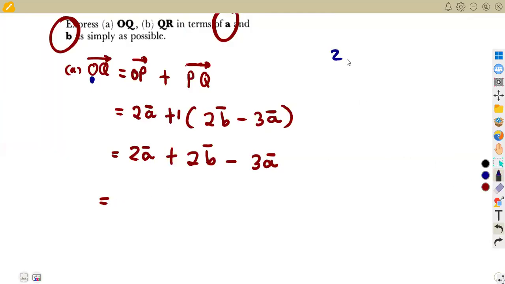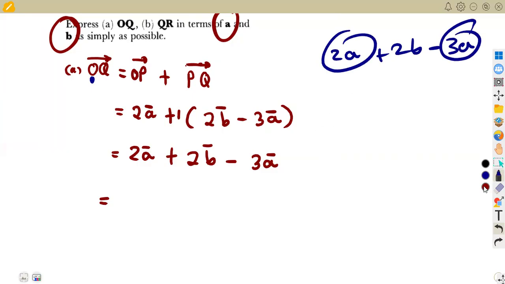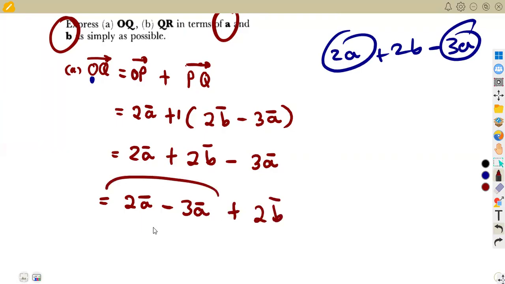We are now collecting the like terms, just like algebra. If we are given 2A plus 2B minus 3A in algebra, we collect our like terms. So it is the same thing even for the vectors. We are going to collect like terms. That is vector 2A minus vector 3A plus vector 2B. All right, these are the like terms.